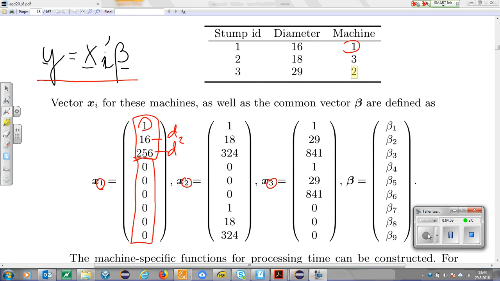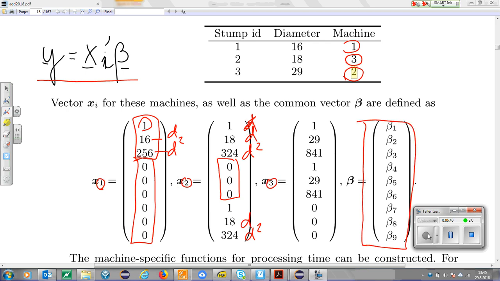Then the second stump was processed using machine 3, and therefore the terms that correspond to machine 2 become zeros, and for other predictors we get the diameter here, diameter squared, and here is again the diameter and diameter squared. And correspondingly for stump 3 that was processed using machine 2, we have a vector like this, and our regression coefficients are included in this vector here.